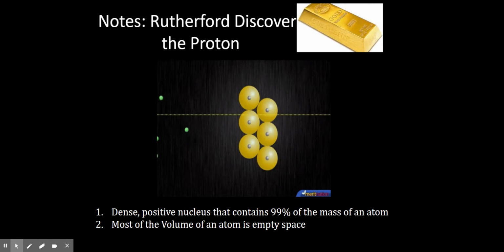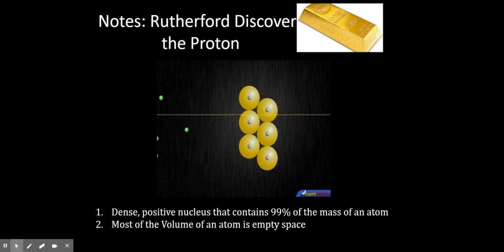So from that observation that those particles every once in a while were deflected, Rutherford came up with the nuclear model of an atom. His nuclear model said two things. It said there's a dense positively charged nucleus in the middle, and that's where 99% of the mass of the atom is. And he knew it was positive because the positive alpha particles were being deflected by it.